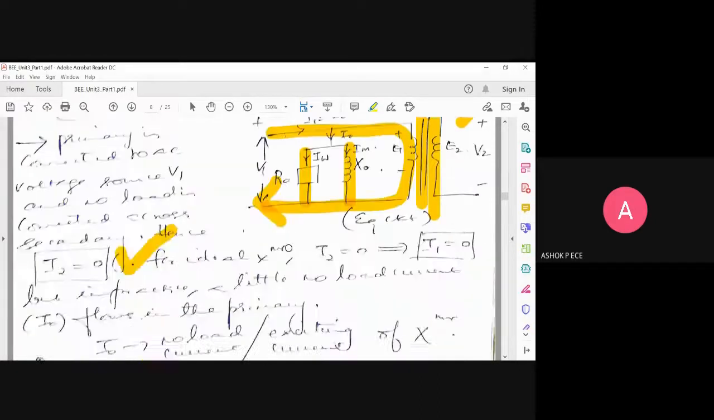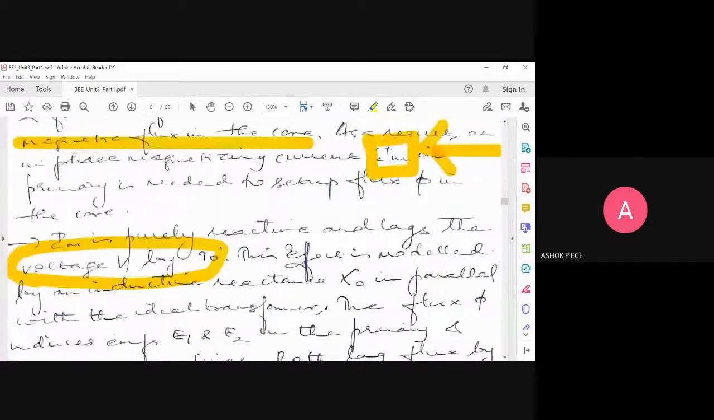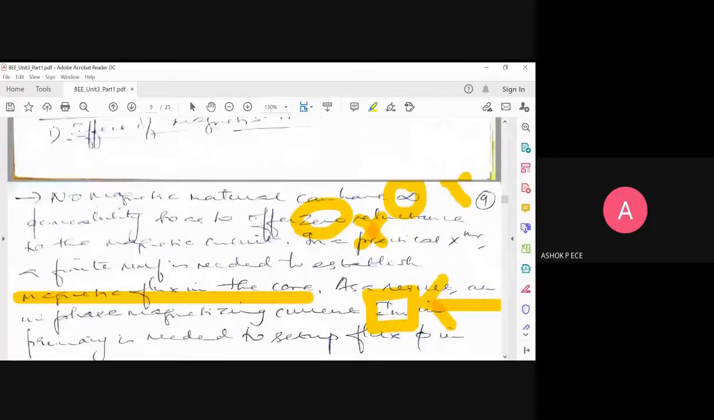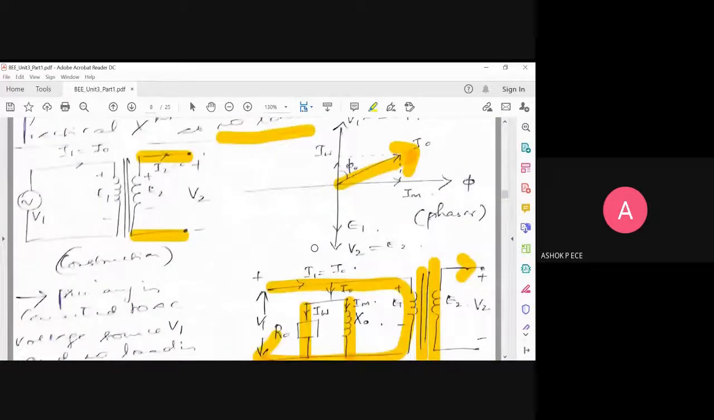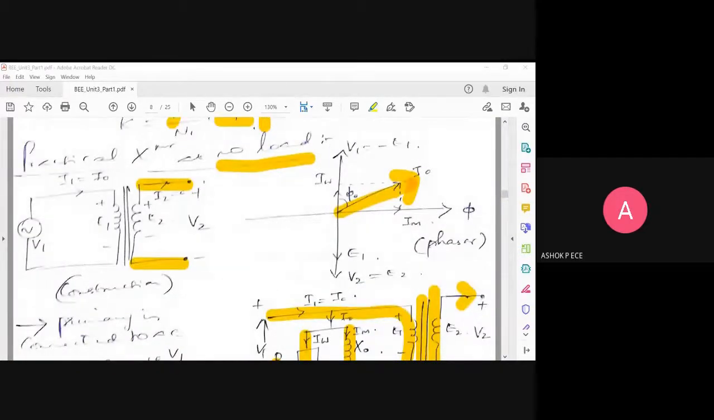Is it clear? The no load characteristics of transformer. You have to understand two currents. Can someone summarize the same? Quickly summarize what we have seen, the no load characteristics of transformer. I need point by point. Quickly, can somebody summarize?